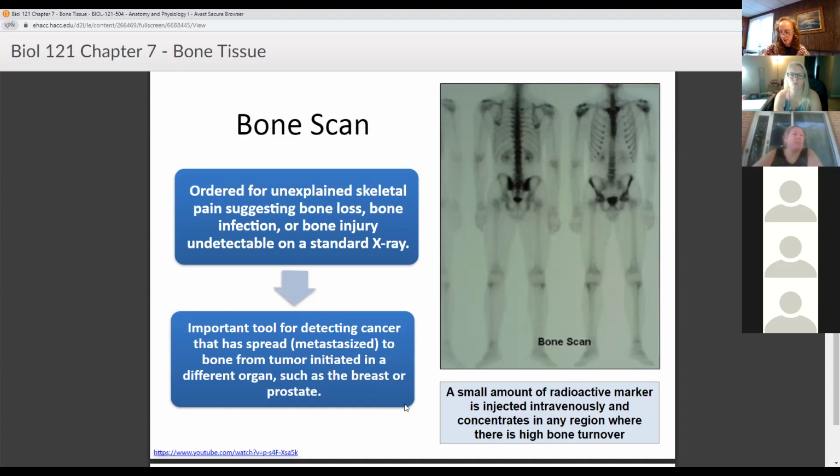The way they do this is they inject a small amount of a radioactive marker and see if it concentrates in any area where there's a high bone remodeling. So you inject a little bit of this radioactive tracer and it's going to concentrate in areas where there's high bone breaking down and building up. Exceptionally high levels.